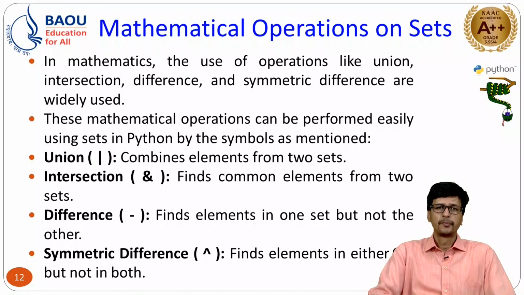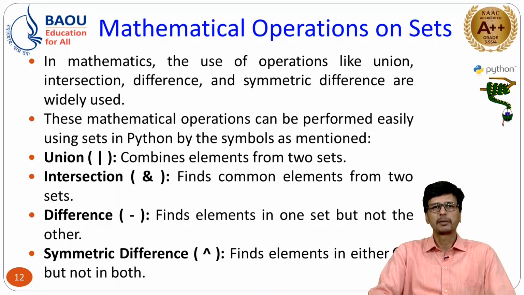Now difference. Say for example, you have two sets, set A and set B. You require only those elements that are available in set A but not in B. In that case, you use the difference operation. The next operation is symmetric difference, the caret sign. So you want to find the elements that are in either set but not in both. That means the common elements from both sets are removed, discarded, and only those elements unique to the two sets will be displayed.